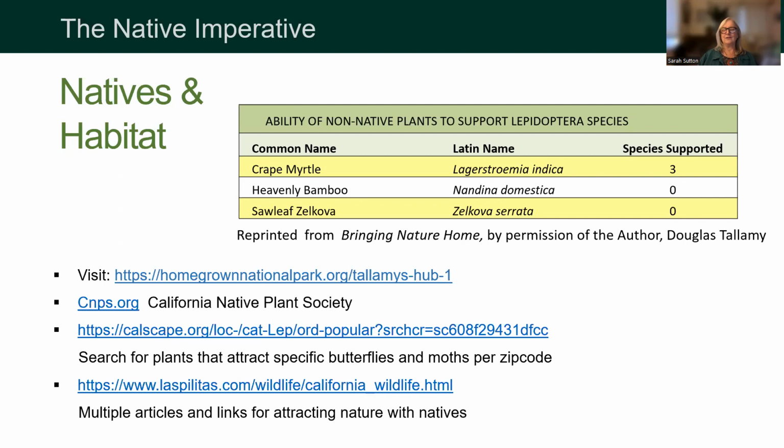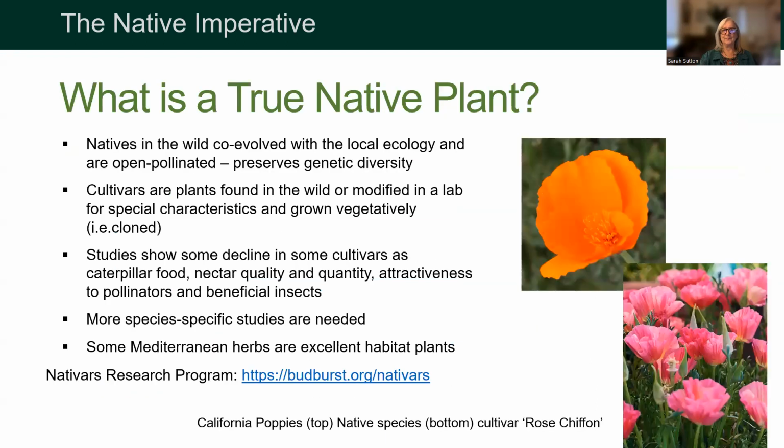California Native Plant Society is a great resource for all of this, and they have a website called calscape.org, which I'll show you in a bit, that helps you find plants native to your region, plus all kinds of information about the natives and what they want, how they live. And then Las Pilitas is another very well-researched website that's been a good resource for me for a long time.